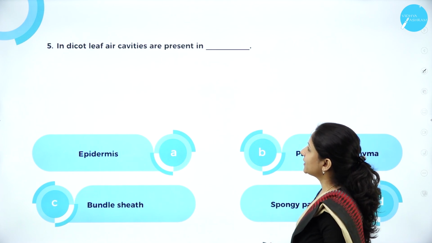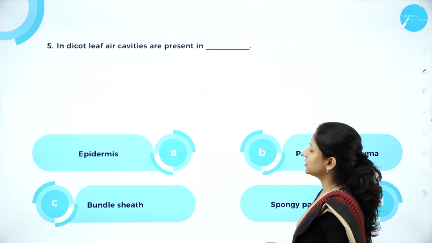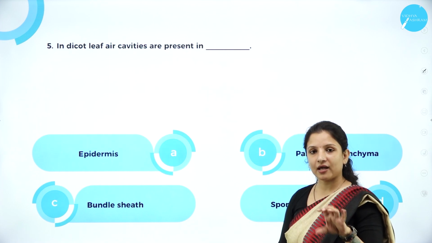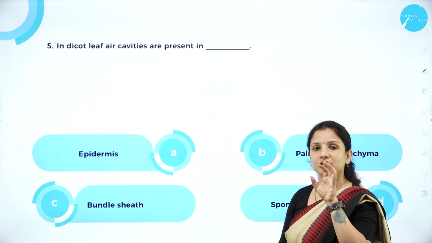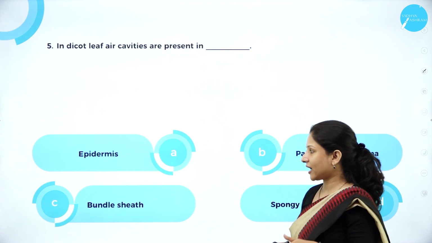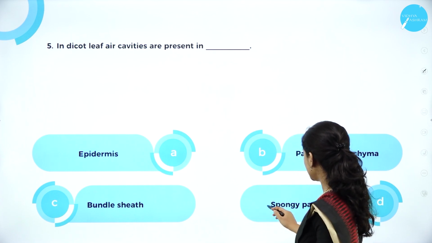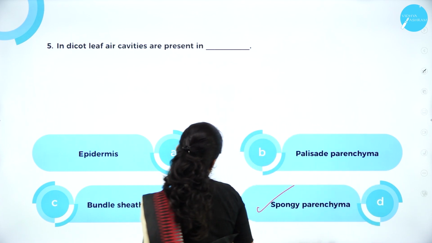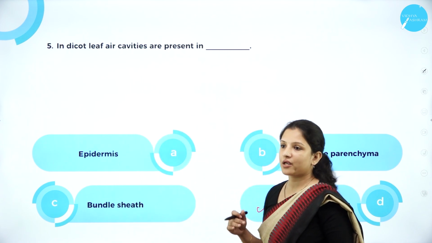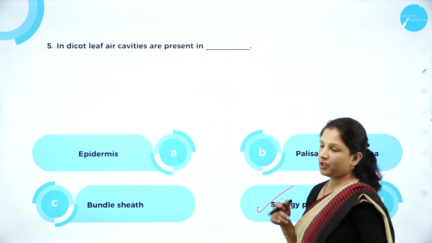Next one, in dicot leaf, air cavities are present in. So we had learned, right, that is the spongy parenchyma that are there. They are distributed with a lot of intercellular spaces, which results in the formation of air cavity. So therefore, it is present in spongy parenchyma. The option D is the right answer here, spongy parenchyma that is situated towards the lower epidermis.